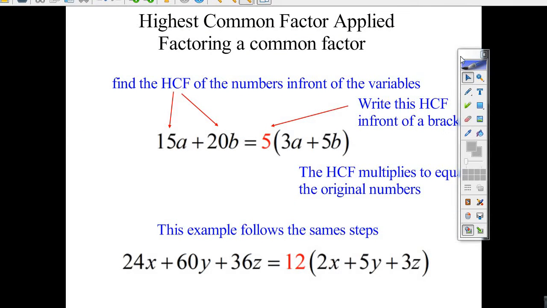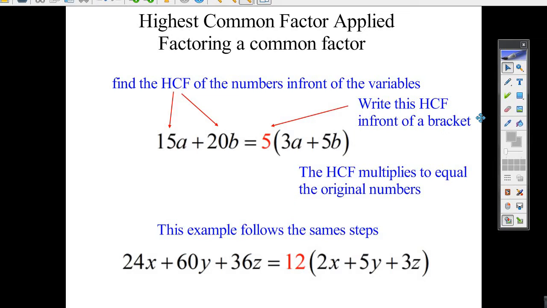Okay, we're going to look at the highest common factor and how we use it in algebra. Now, you haven't done this before in grade 8, but it's pretty easy, and I'm just going to show it to you right now. Where can you use a highest common factor in algebra?